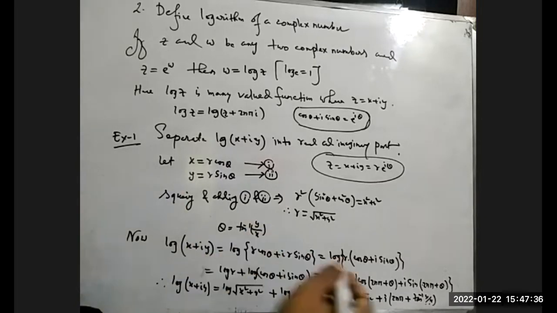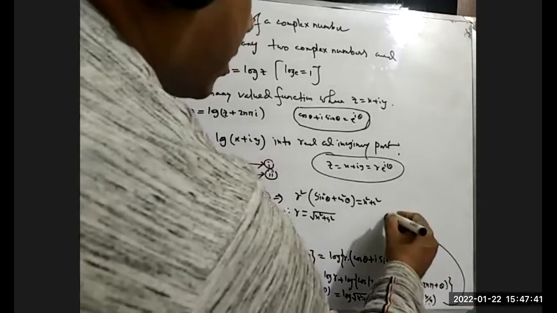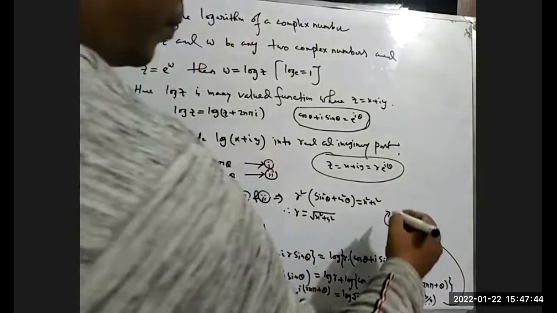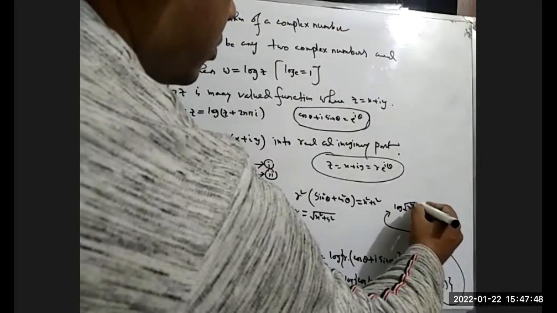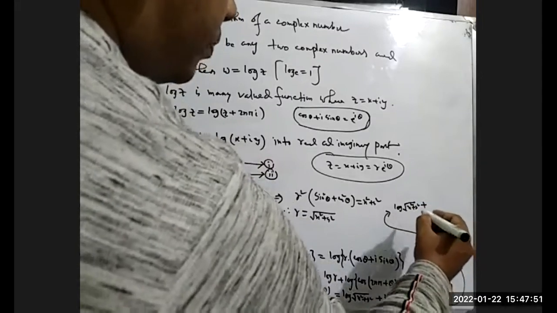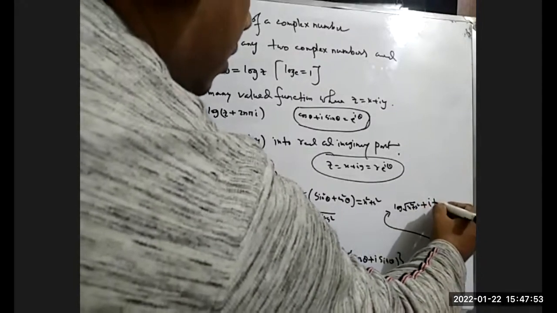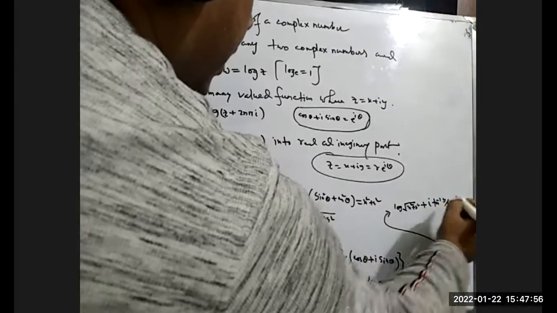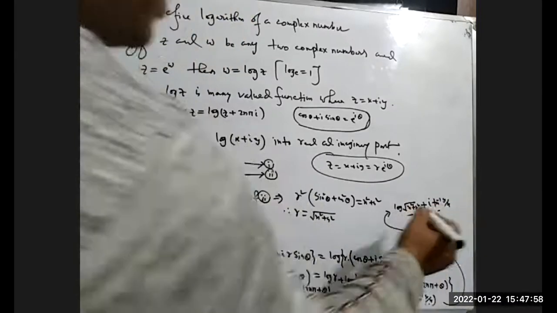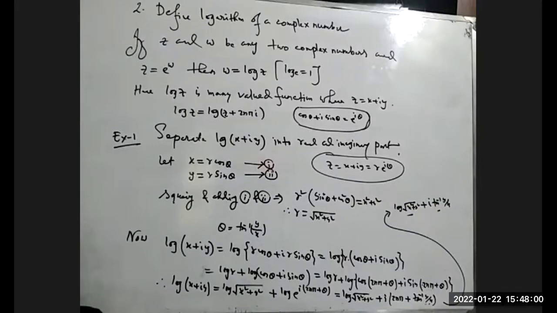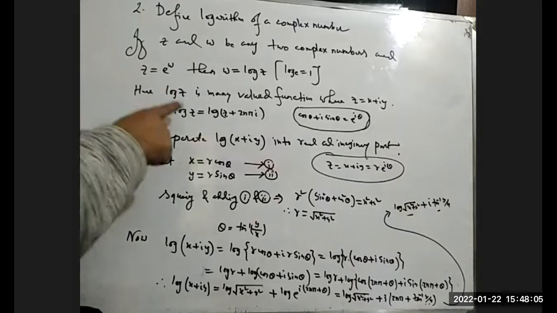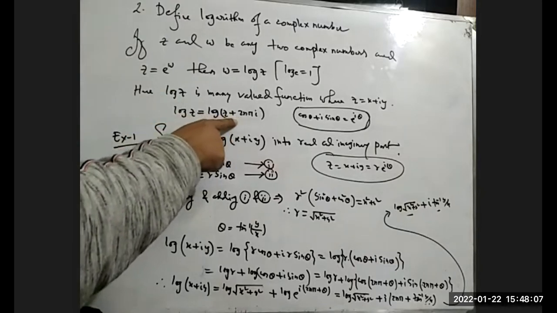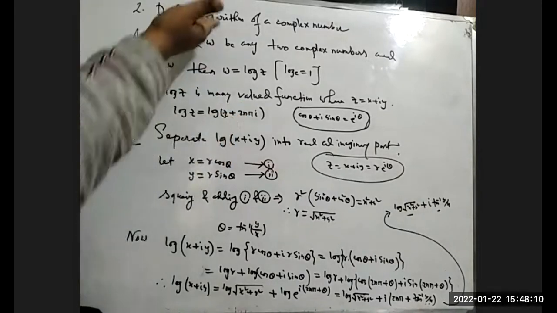And this twice n pi can be removed. So after this line we can write log root over x square plus y square plus i tan inverse y by x. This is the real part and this is the imaginary part. This twice n pi can be removed because log z can be written like this using this definition.